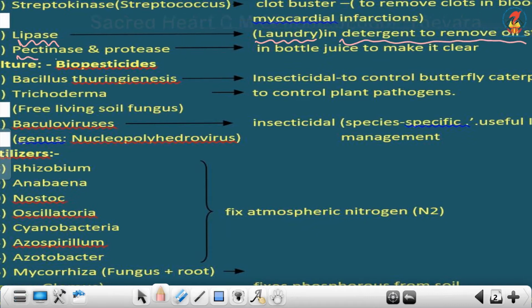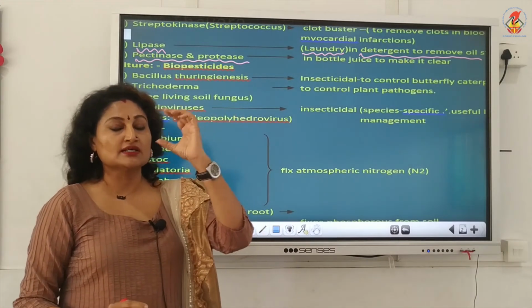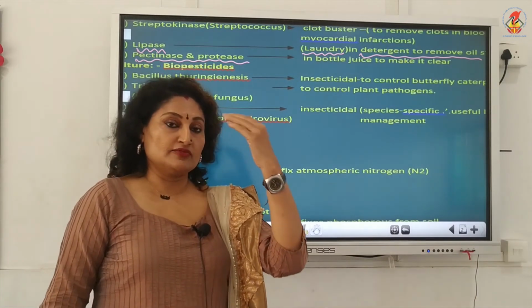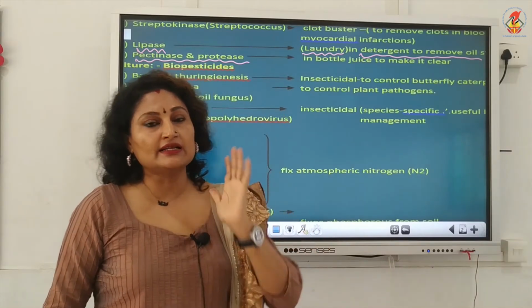Next, pectinases and proteases. Again, they are used when making bottled juice, and we know juices are available in bottles, and you can see it's crystal clear. The bottom part of the bottle, beyond the content, the upper part is very clear.